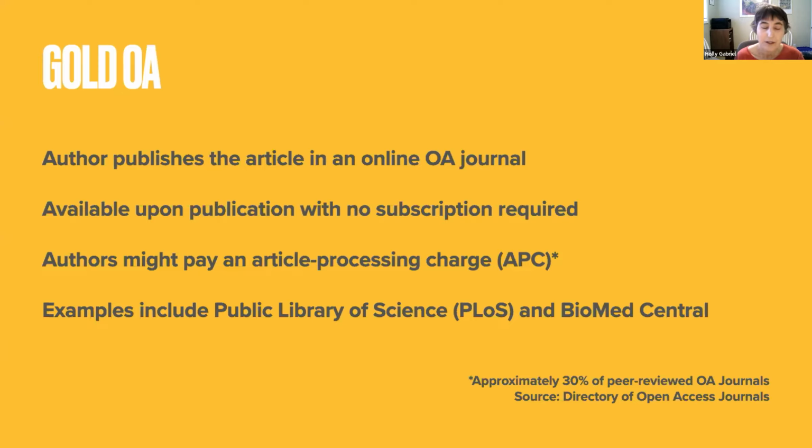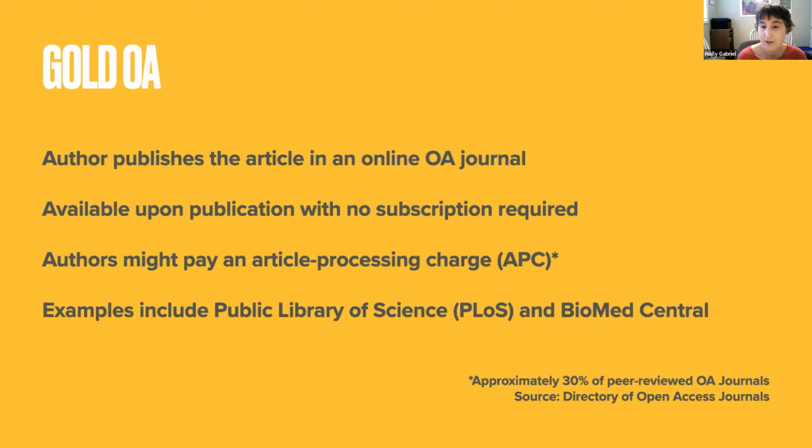So we start with gold OA, where an author publishes the article in an online open access journal. The article is available upon publication with no subscription required. The authors might pay an article processing charge. However, it's usually not the author themselves that pays that charge. It can be paid by a funding agency or by the university. For example, an author might include the article processing charges in the proposed budget of a grant proposal.